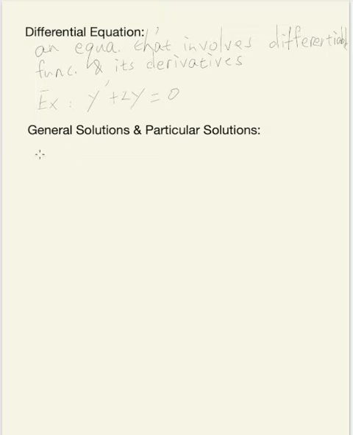So a general solution is just a family of solutions. For example, if you solve this equation right here, you won't end up with just one solution. You will end up with a family of solutions. So that's what a general solution is: a family of solutions.